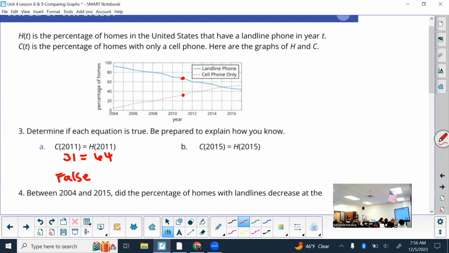All right, so raise your hand if you think that that is true. Okay, good, because that is correct. So you could say true, and you could actually put the values of the outputs, or you could say true because they intersect. So they have the exact same coordinates where they intersect.